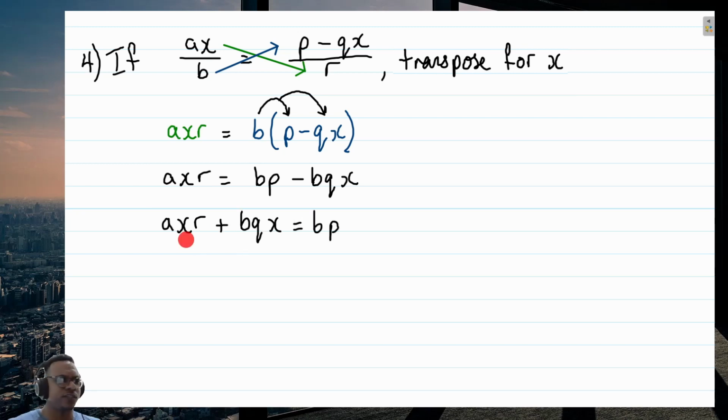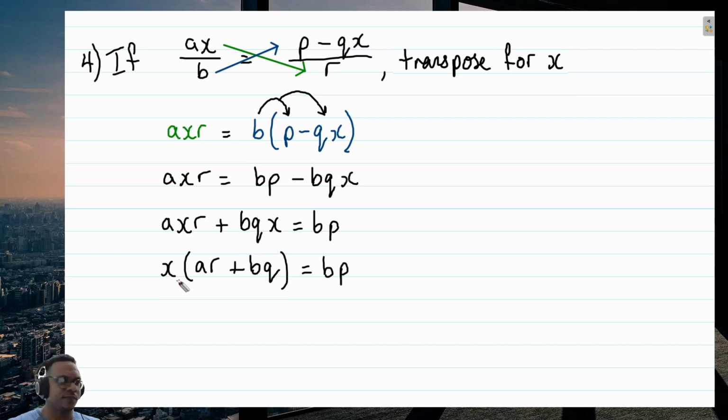And now that I have these two terms in x together, I can factor out the x. So I'll say axr divided by x, the x's will cancel, and I'll remain with ar. And now I'll divide the bqx by x, and the x's would cancel, and I'll remain with bq. So I have positive bq, close brackets.